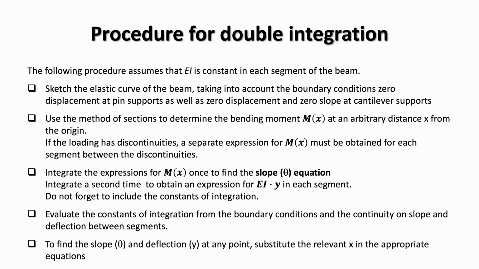We then use the method of sections to write the bending moment expression M(x). If the loading is discontinuous, this is done separately for each segment. The moment expressions are integrated once to obtain the slope equation, and then that is integrated a second time to obtain the deflection expression, remembering to include constants of integration. Finally, we can evaluate these constants by using boundary and continuity conditions, and the resulting equations can be used to determine slope and deflection at any point along the beam.